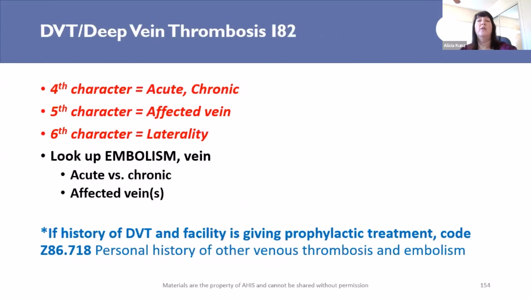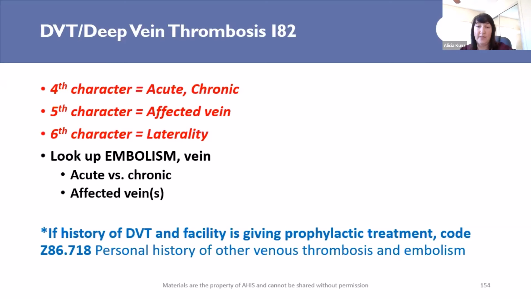DVTs are found in category I82 in your book. So these codes will be 6 characters long. Your 4th character will specify whether it's an acute or a chronic DVT. The 5th character will tell you the affected vein. And the 6th character will tell you the laterality. So if you want to look up a DVT, you would start with the main term embolism, and then the vein, and then chronic and the affected veins.